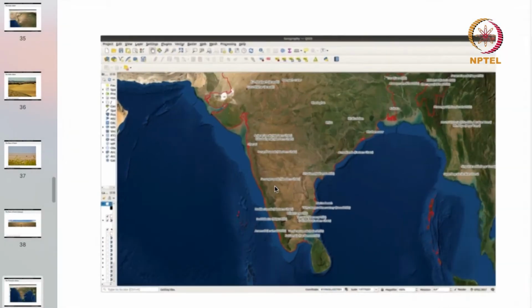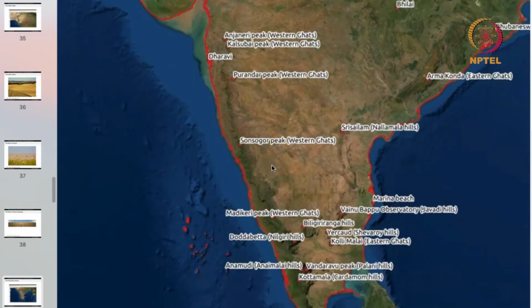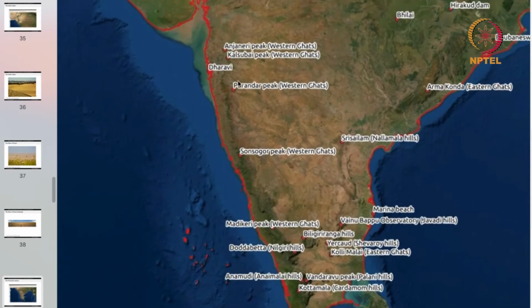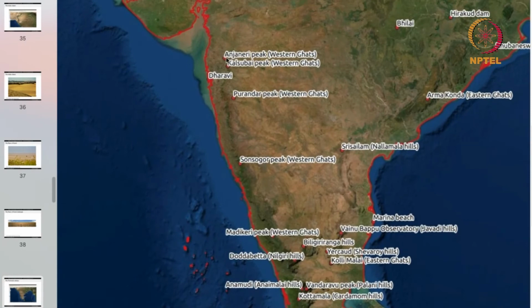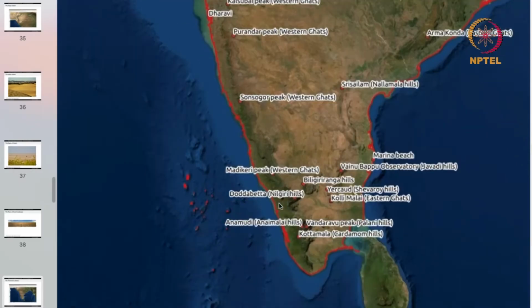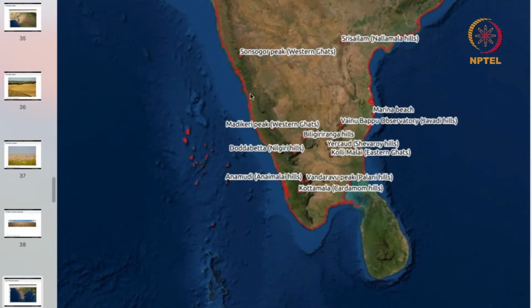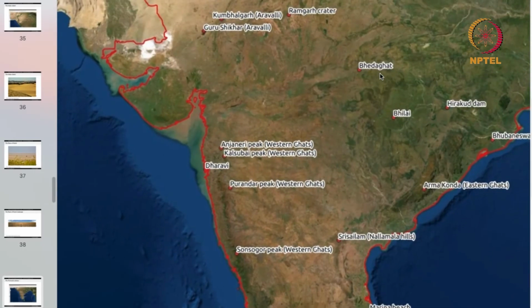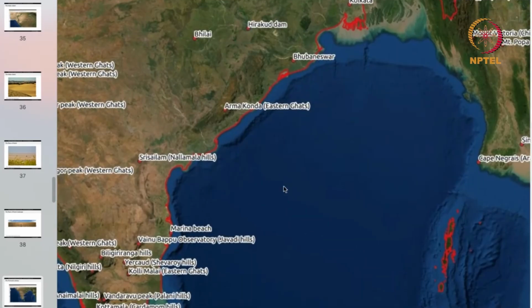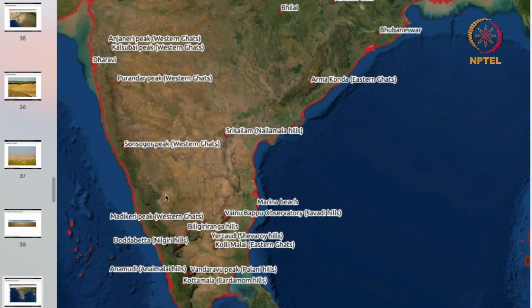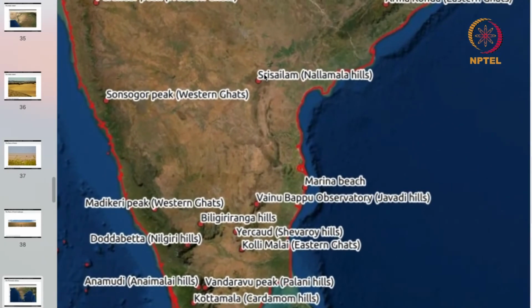Now this peninsular plateau is comprised of the Western Ghats which run to the west of the country. So here we have the Anjaneri peak in Western Ghats, the Kalsubai peak, the Purandar peak, the Sonsogor peak, Madikeri peak. So these are the Western Ghats. We have the Eastern Ghats to the east. So these are the Eastern Ghats with peaks such as Armakonda. Now this portion continues as the Nallamala Hills, which has areas such as Srisailam.